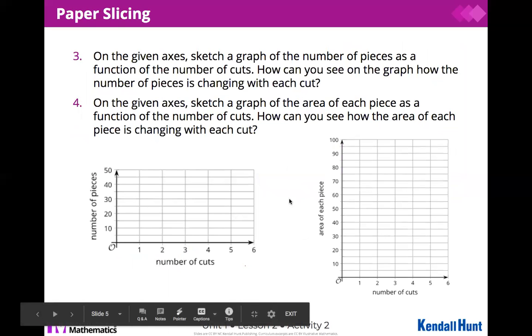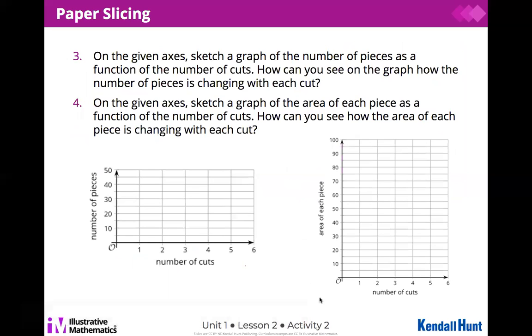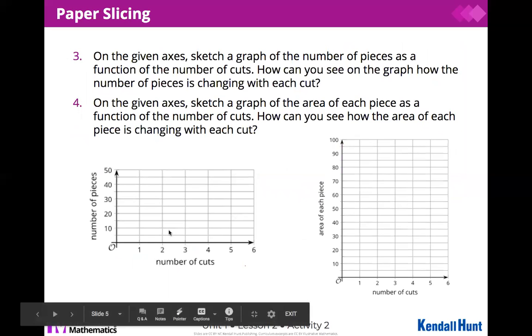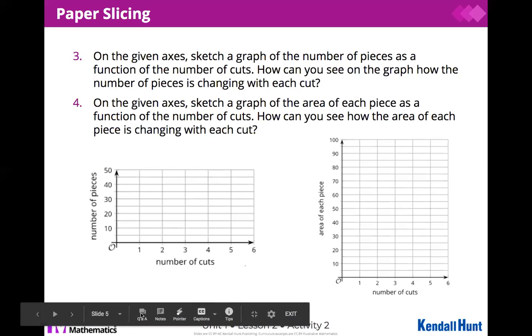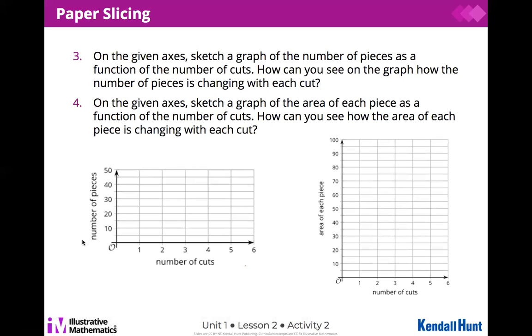All right. So we've got two graphs here. Let's talk about how we could plot what we were doing here on these graphs. It says on the given axis, sketch a graph of the number of pieces as a function of the number of cuts. All right. How can you see on the graph how the number of pieces is changing with each cut? So if we got number of cuts and number of pieces. With 0 cuts, we were at 1.